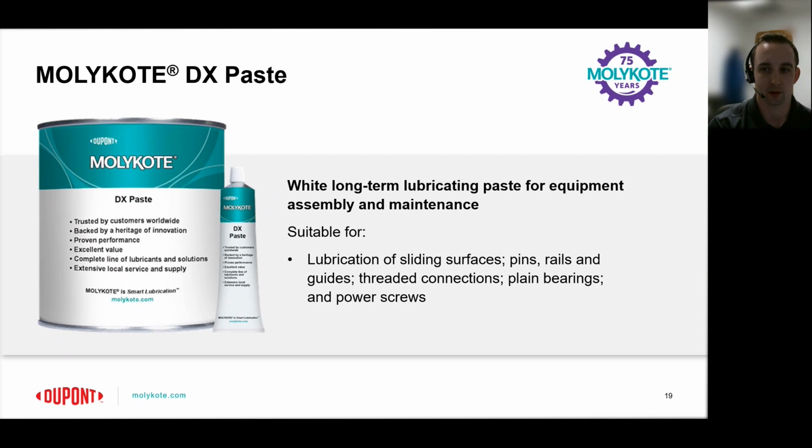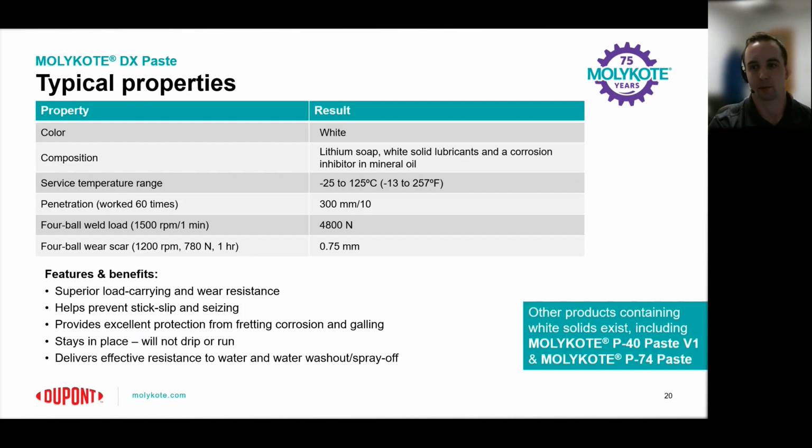MOLYKOTE DX paste is another core product that's frequently used. The DX paste does a great job at lubricating sliding surfaces, things like pins, rails, and guides. It can also be used for threaded connections, plain bearings, and power screws. Again, we can see some of the typical properties just for your reference, this time for the DX paste with some key points. DX paste prevents stick slip, seizing, and provides great protection against galling. It stays in place with no drip or run, and it has fantastic water washout and spray off characteristics. MOLYKOTE also has other products that contain white solids, including the P40 paste V1, as well as the P74 paste.